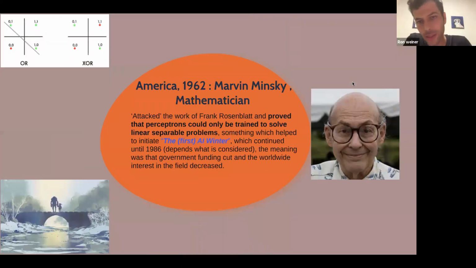So in 1962, Marvin Minsky, who was a mathematician, literally attacked in a book the work that Frank Rosenblatt did, and said that it's all nice, but it's not able to solve the XOR problem.